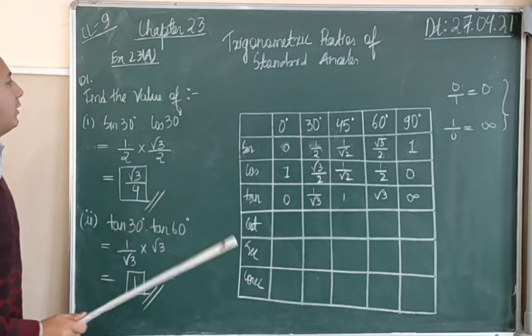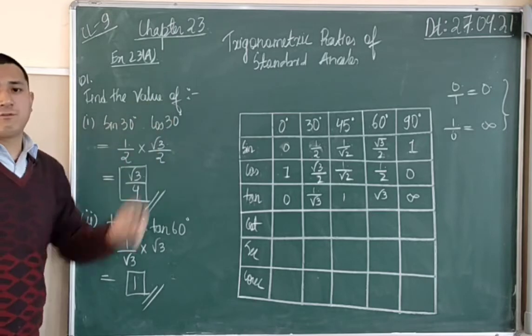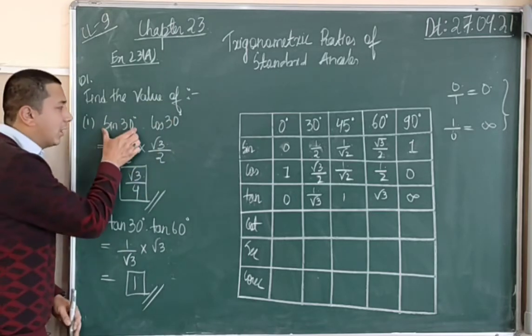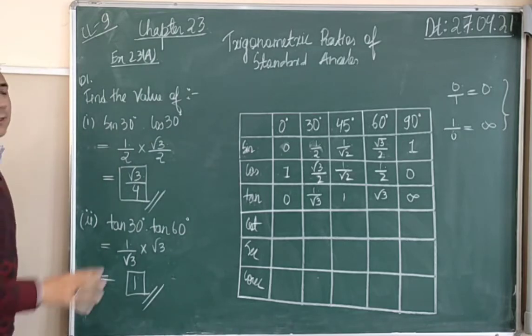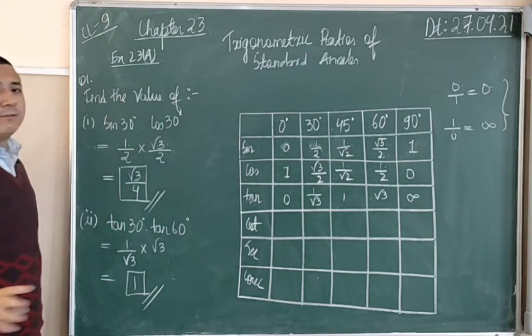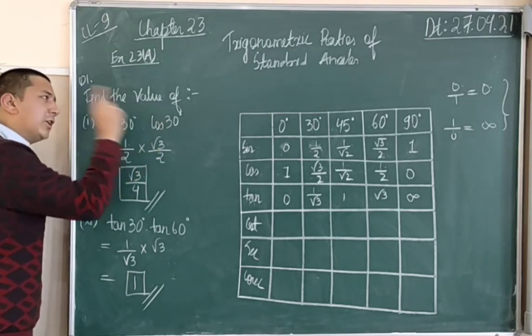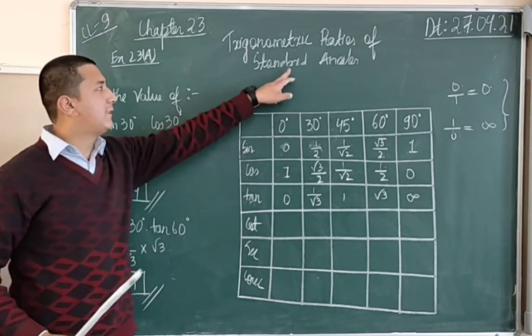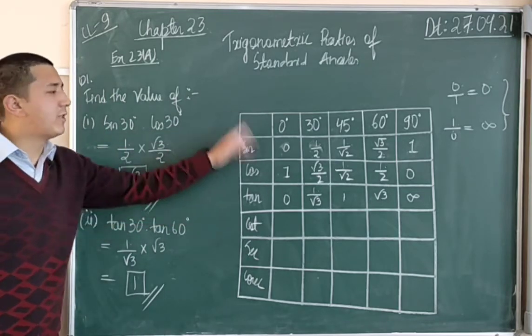We will start with exercise 23A, question number 1. Find the value of sine 30 into cos 30. First of all, you check whether it's standard angles or not. 30 degree, both of them are what angles? Standard angles. And then we have the value of sine 30 and cos 30 from the table.